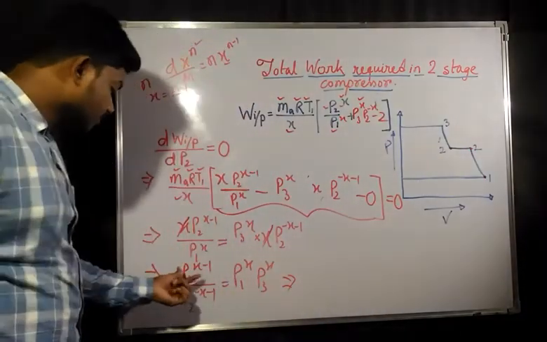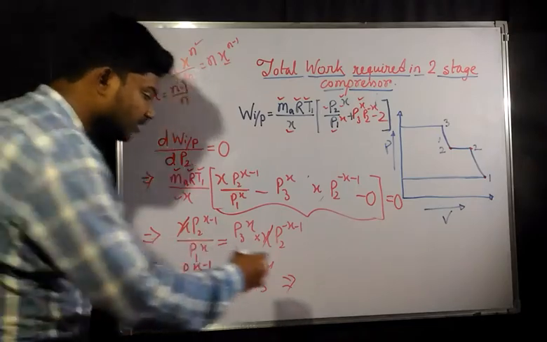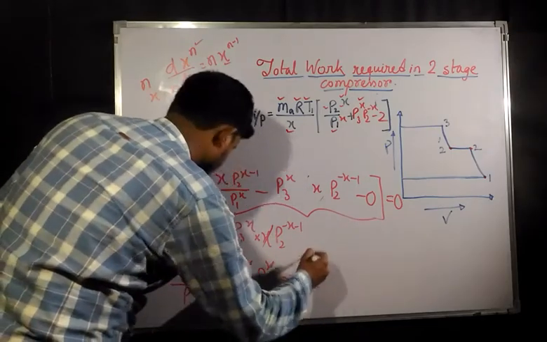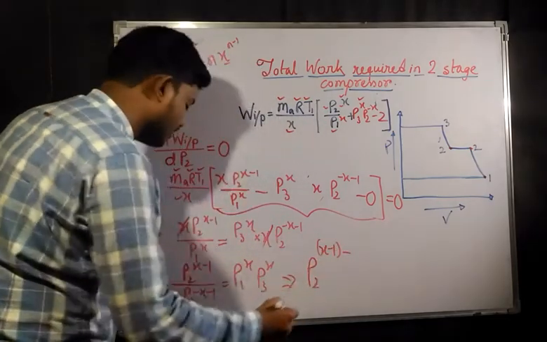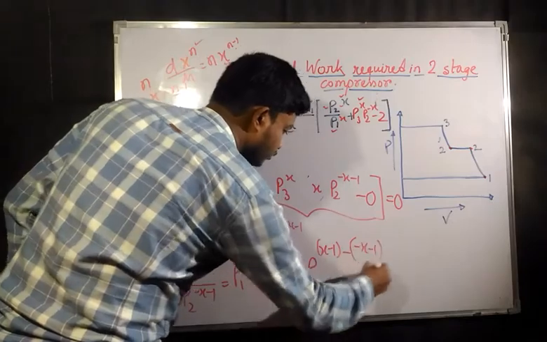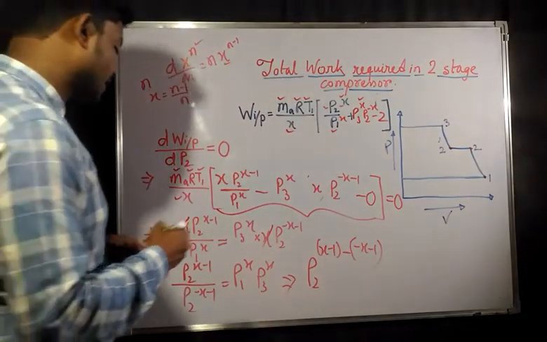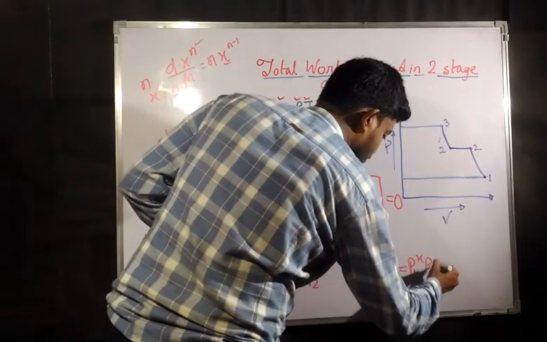Now p2 to the power this and p2 to the power this, that means this would be nothing but p2 to the power x minus 1 minus of minus x minus 1. This is going to be the case, and there it would be p1 to the power x and p3 to the power x.